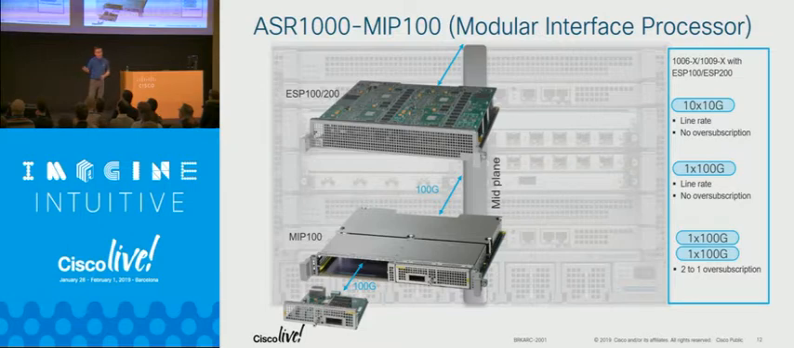For the line card, we're going to talk about the MIP, which is the newer one. The MIP 100 line card has a 100 gig full duplex SerDes interface connecting to the mid-plane, which connects to both the active and standby ESP. And you can have 2 of those 1 by 100 gig EPAs, the Ethernet port adapter, in one carrier card. So this line card is designed to support a 2-to-1 oversubscription.